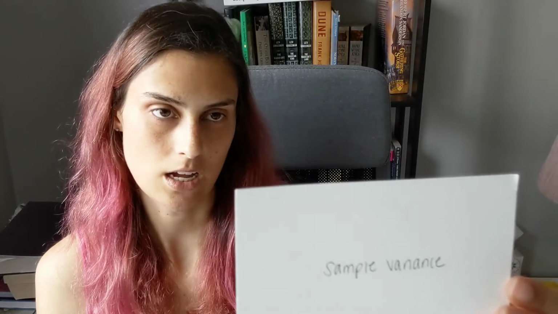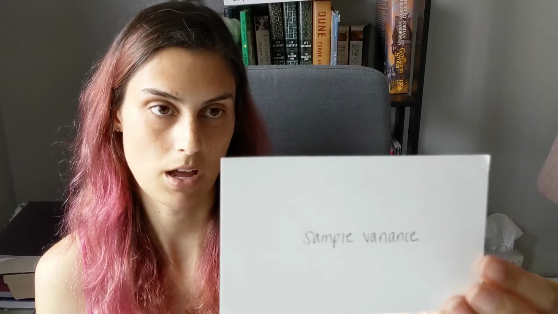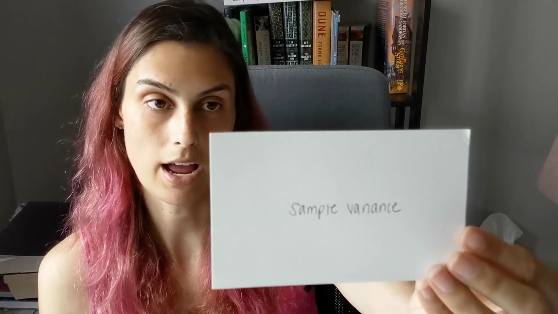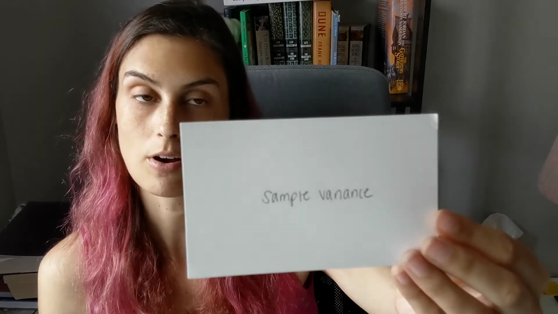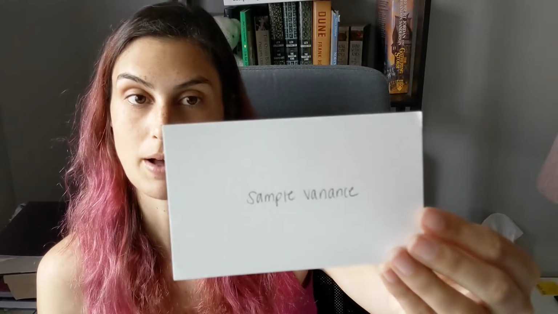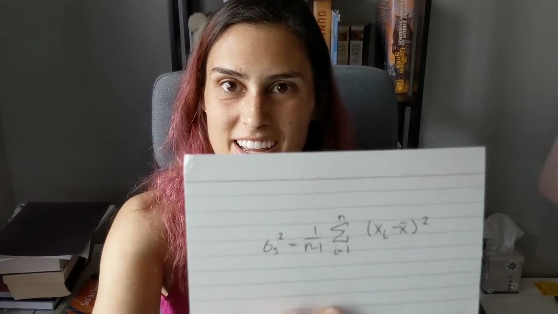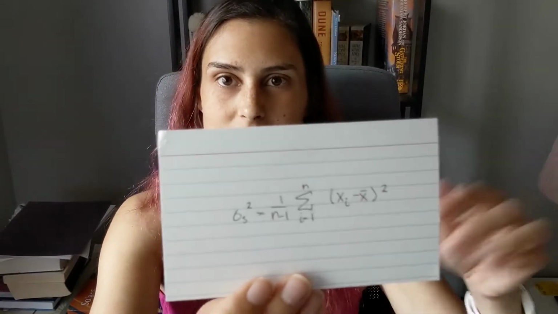Sample variance. So this says that sigma s squared is equal to 1 over n minus 1 times the sum from 1 to n of x sub i minus x bar squared. So if you have a set of n samples, this is what the variance is.